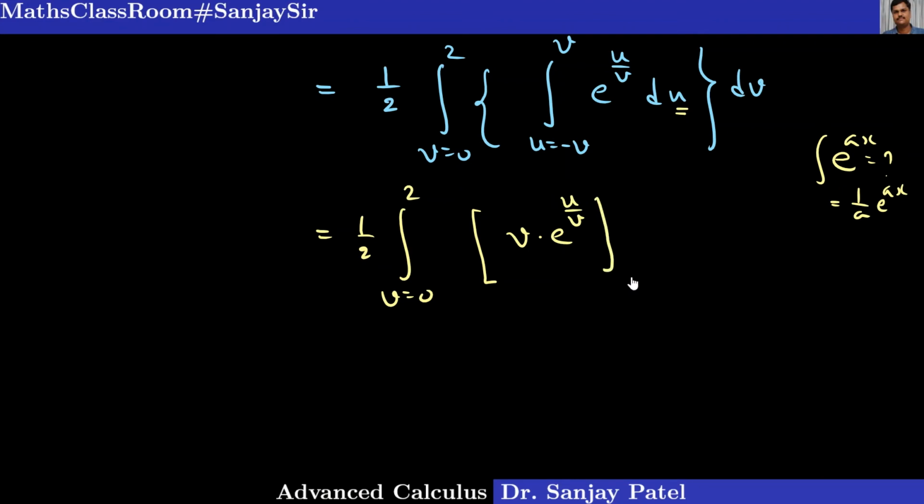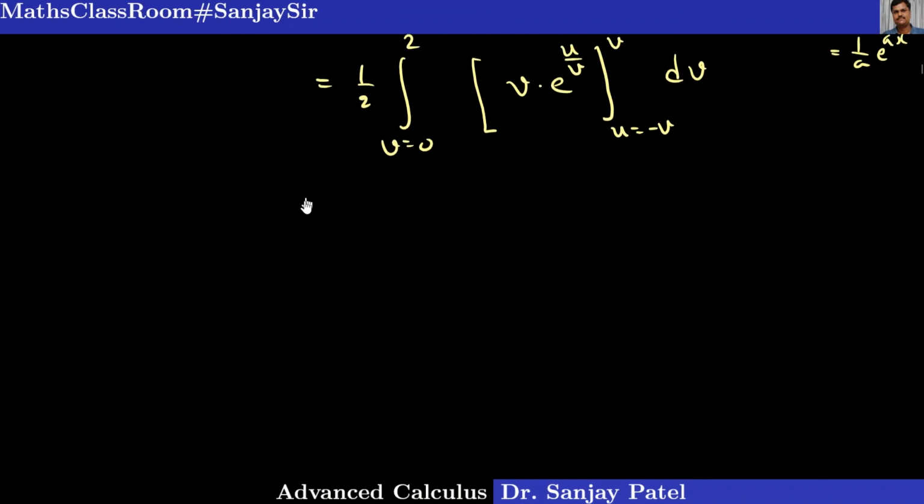And then we have to substitute the values u is equal to minus v to plus v, and then whatever answer we get is to be integrated with respect to v. So let us find the value of this. 1 by 2 times v equal to 0 to 2, putting value of u equal to v first. Remember, these are the limits of u. Let me write this way. This is u is equal to minus v to u is equal to plus v. Just to make it more clear, I am writing u equal to v here. So wherever u is there, you have to put v.